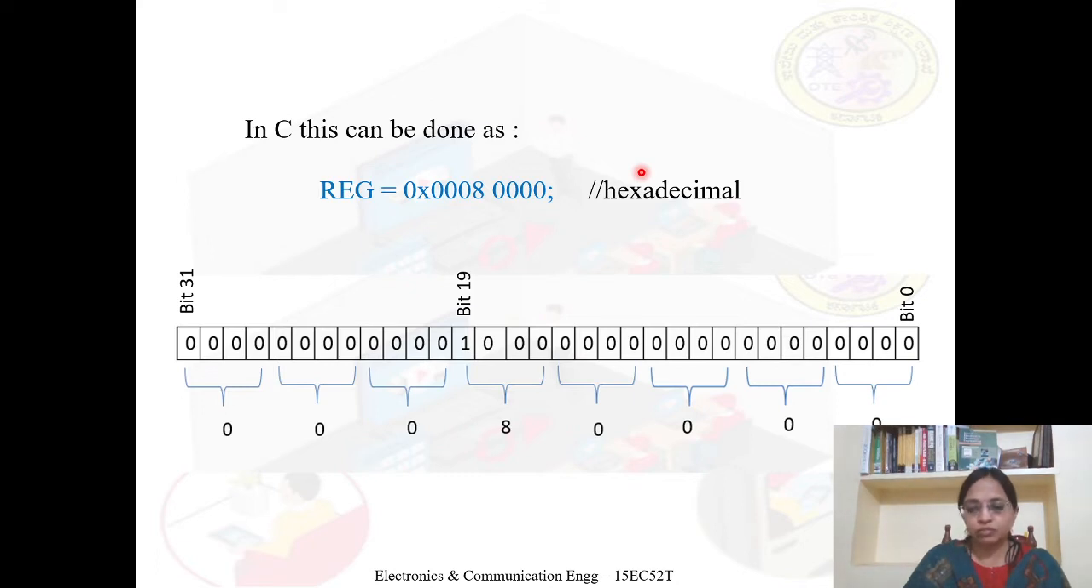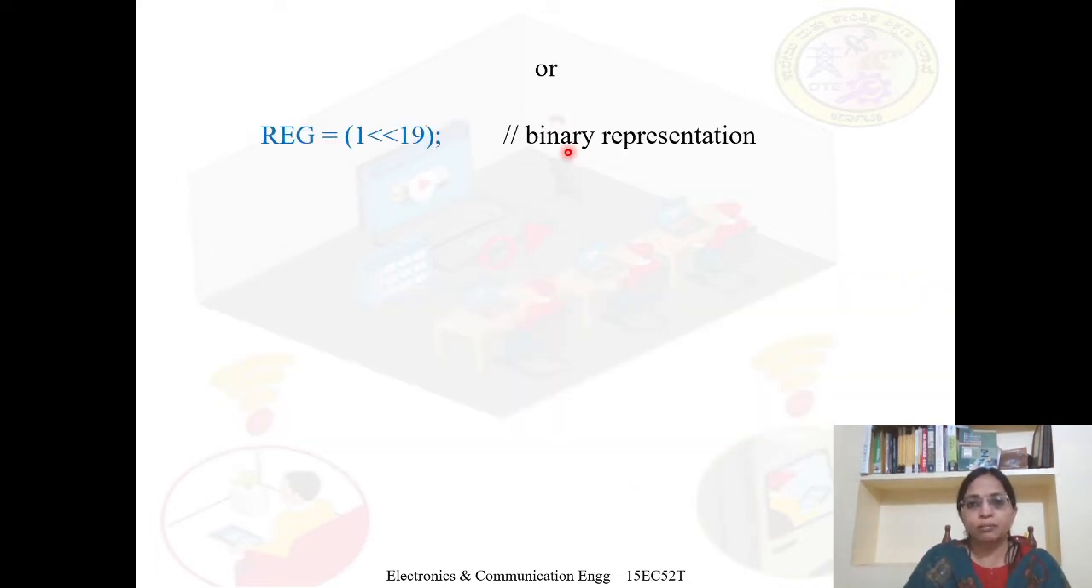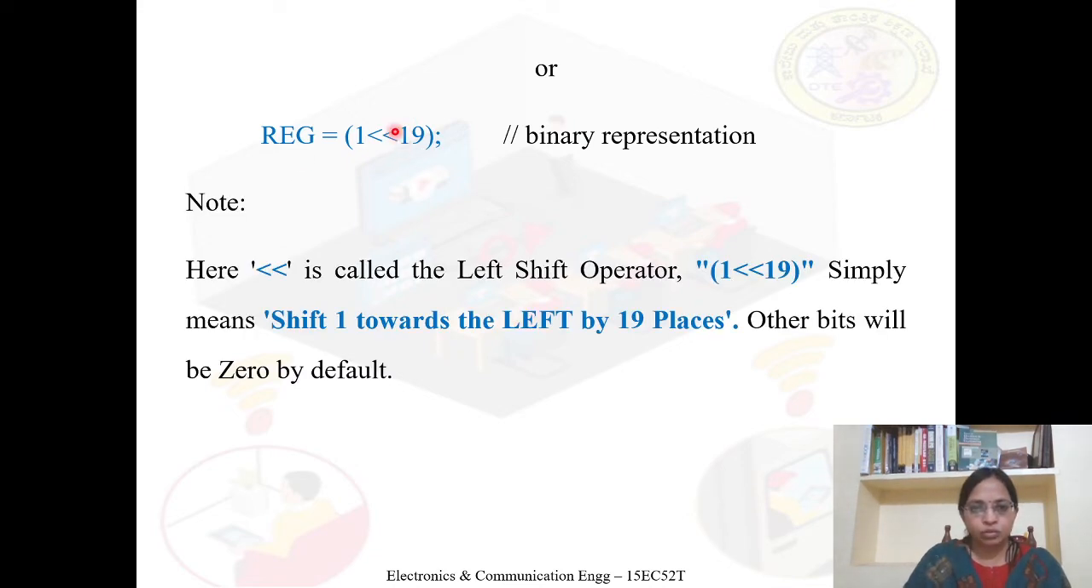And there is another method for doing the same thing. So that is called what? Binary representation. In the binary representation, we are using a left shift operator. So here, what does this sentence say? REG = 1 left shifted by 19 places. Okay. So this sentence says 1 should be shifted left by 19 places in this particular register. So this is called what? The left shift operator. So this simply says shift 1 towards the left by 19 places. So this is called a binary representation.